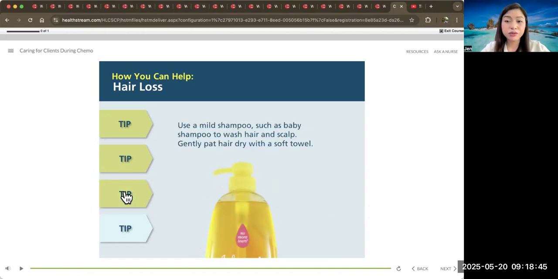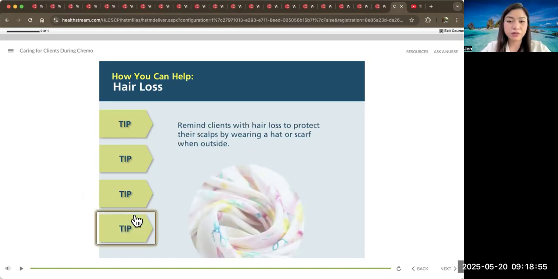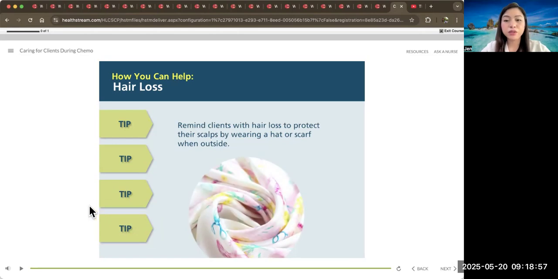Use a mild shampoo, such as baby shampoo, to wash her hair and scalp. Gently pat dry with a soft towel. Remind clients with hair loss to protect their scalps by wearing a hat or scarf when outside. And we should also apply some sunscreen too.